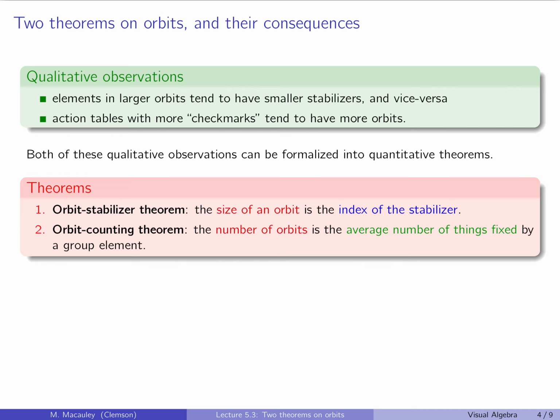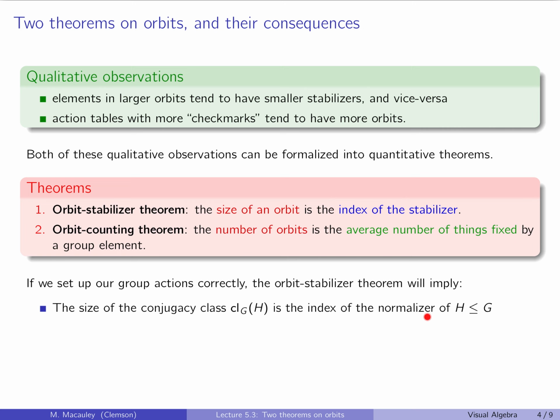If we set up our group actions correctly, the orbit stabilizer theorem will imply two results that we've already seen. First, the size of the conjugacy class of a subgroup is the index of the normalizer of that subgroup.